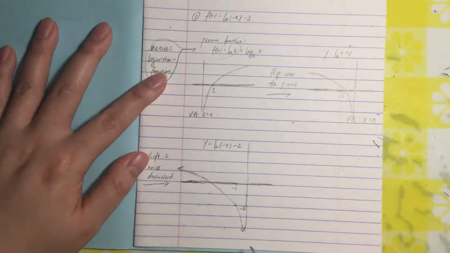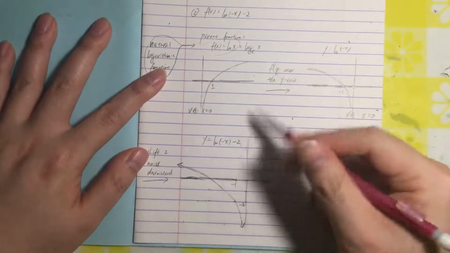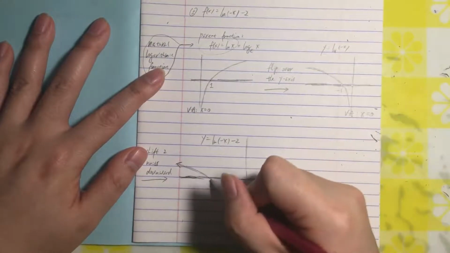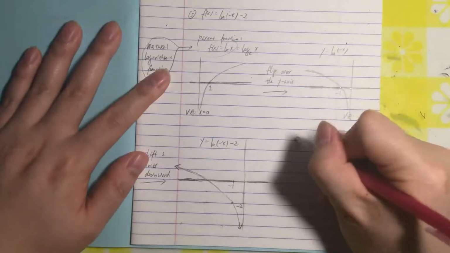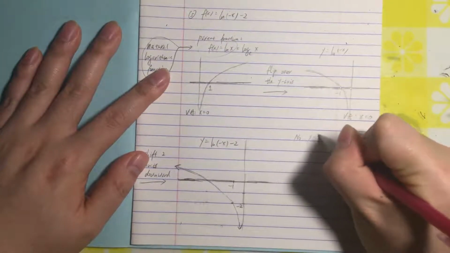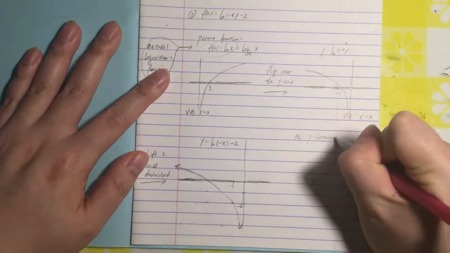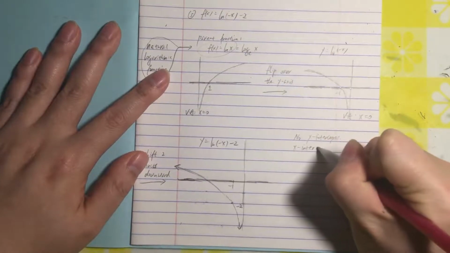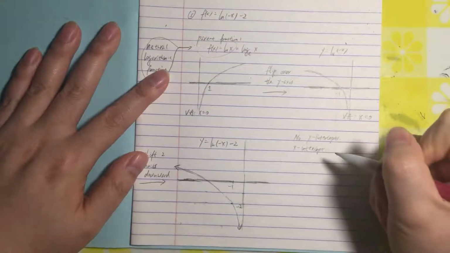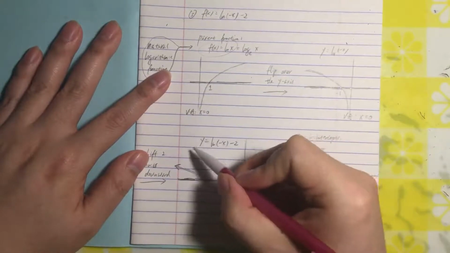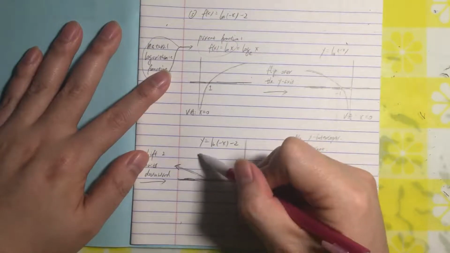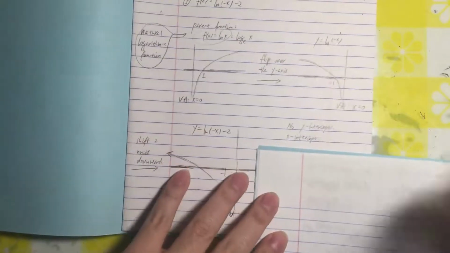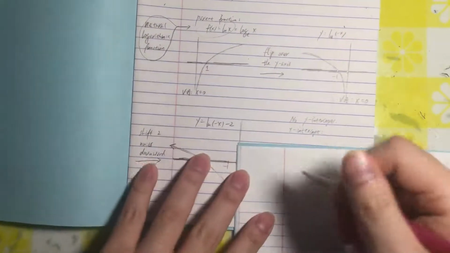In the graph here, you can see that there's no y-intercept. But there's an x-intercept here. So there are no y-intercepts. There's an x-intercept. For the x-intercept, we set y equal to 0 and solve the equation for x.